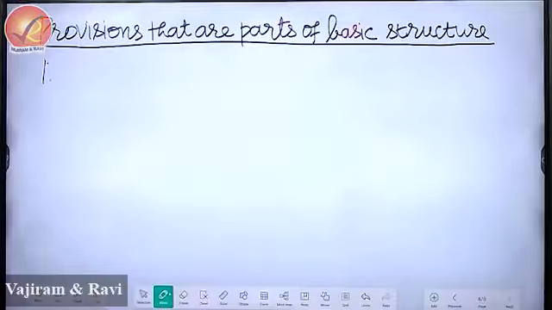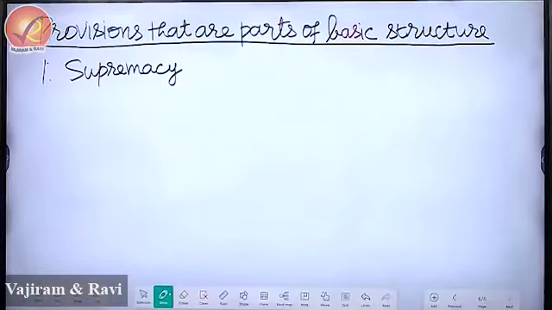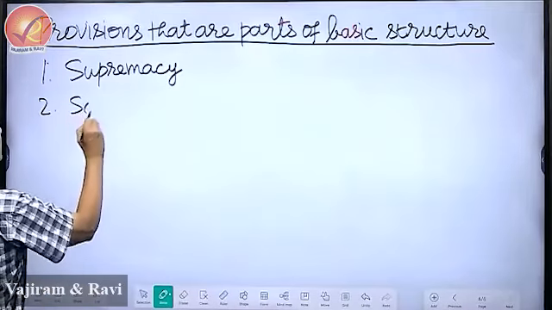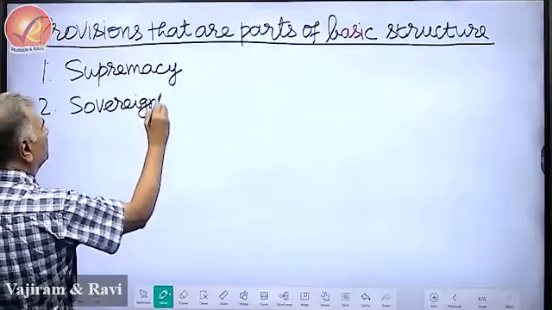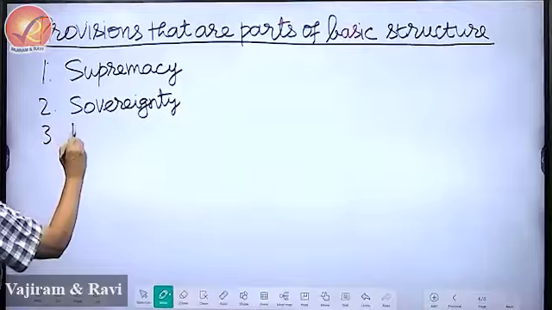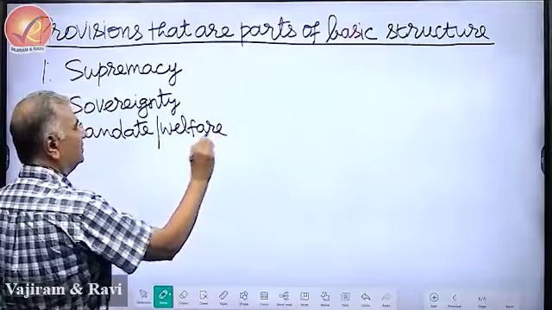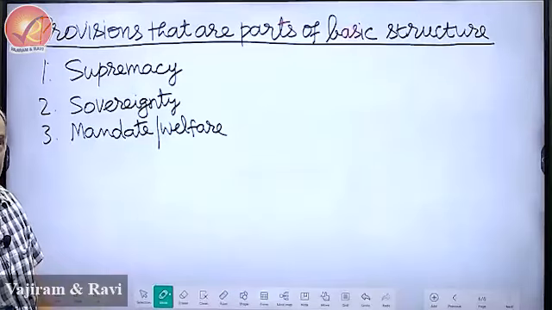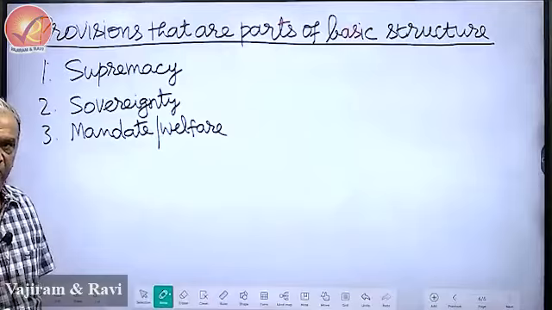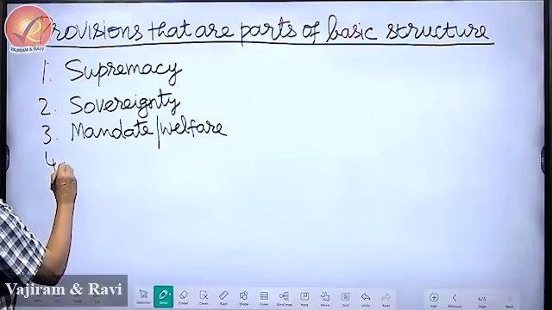1. Supremacy of the Constitution. You cannot compromise on that. Then second, sovereignty of the country. Sovereignty of India. Then third, the mandate to build a welfare state provided in Part 4 of the Constitution. Then 4, secularism.